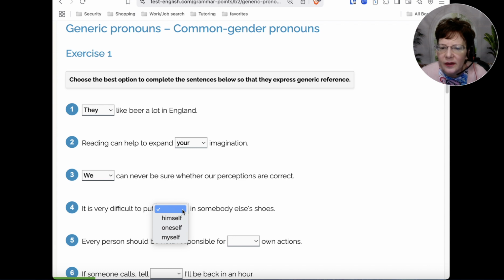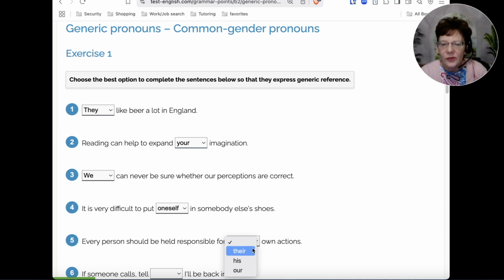Okay, so we don't want to talk about a person in general. So the correct one to choose would be which one? The middle one, you think? Oneself? That would be correct. All right. So let's do number 5 here. Every person should be held responsible for their, his, or our own actions. Okay, so people in general here, no particular subject. So if you chose the top one, that would be the correct one.